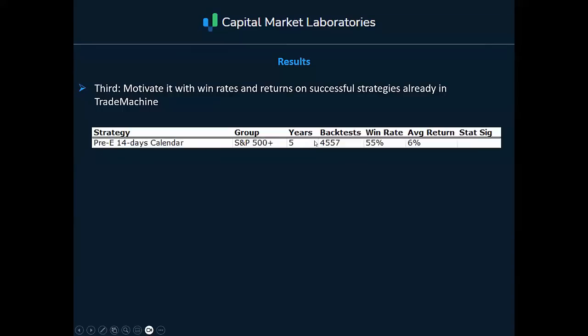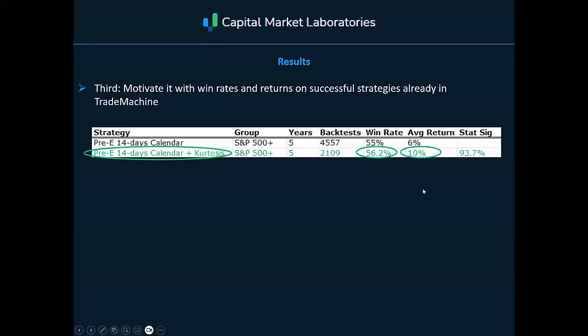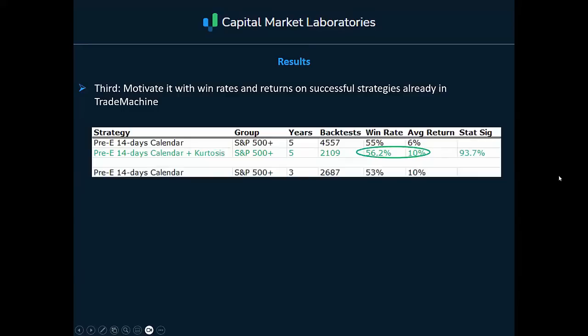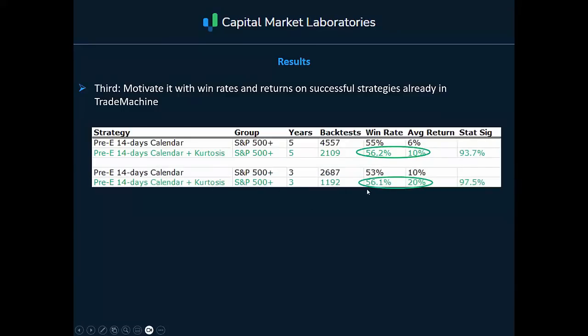This is over the S&P 500, 5 years, win rate's 55%, average return is 6% in a week. This is a 1-week trade. Okay, let's add kurtosis to it. The win rate goes up to 56%. The average return goes up to 10%. Statistical significance is almost at 95%. Let's go to the last 3 years. Trade Machine's giving you 10% a week. We add kurtosis, we're at 20% a week. And the statistical significance on the win rates is now 97.5%.